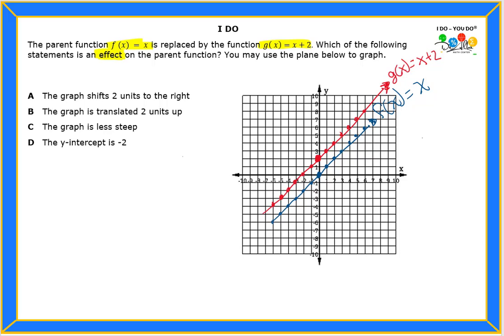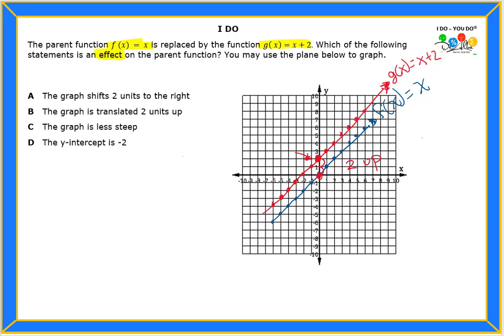So what do you notice? What happens? They're running in the same direction, right? So the slope doesn't change. What is the only thing that you notice changed? Well, you can see that it went from the origin to the y-intercept of 2. So we can decide that it went up. And how many units would you say that it went up? It actually went up 2 units, right? So that's one of the things that I see as the change.